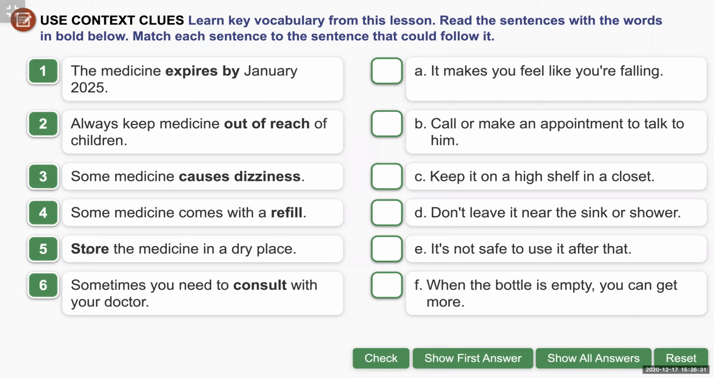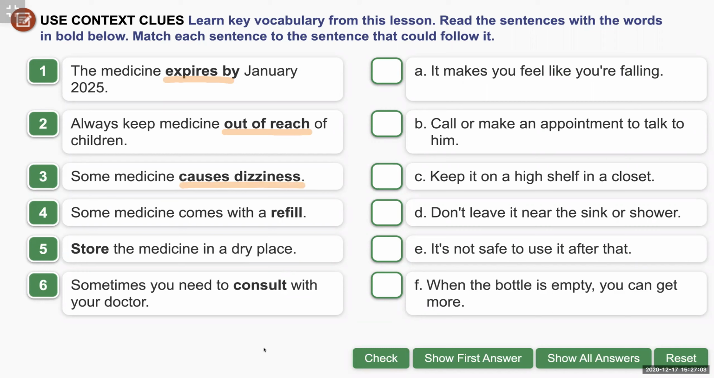Number 5, store the medicine in a dry place. Number 6, sometimes you need to consult with your doctor. So let's look at the words that are in bold. So the words in bold mean the words that are darker. Here, our words in bold, 2 words, are expires by. Our next words are out of reach. The next one is causes dizziness.